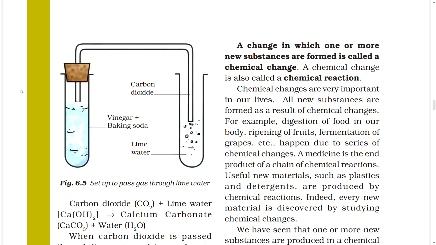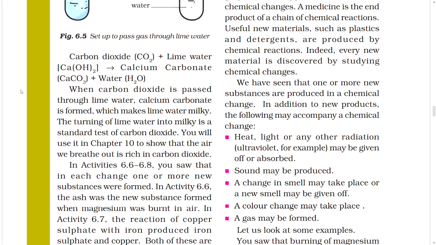A medicine is the end product of a chain of chemical reactions. Useful new materials such as plastics and detergents are produced by chemical reactions. Indeed, every new material is discovered by studying chemical changes. We have seen that one or more new substances are produced in a chemical change. In addition to new products, the following may accompany a chemical change: heat, light, or any other radiation, ultraviolet for example, may be given off or absorbed.